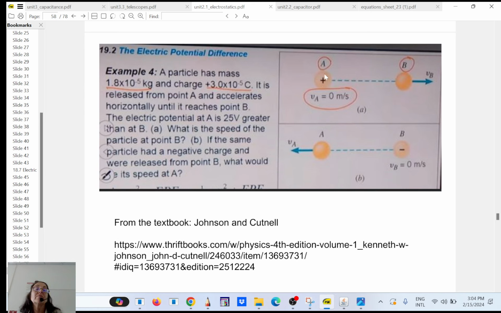So if you put a positive charge, it's going to accelerate because you have a delta V between those two points. Can you find the speed? You have your particle here, and the potential is 25 volts above B. So delta V equals 25 volts. You need to find the potential energy that will be turned into kinetic energy.